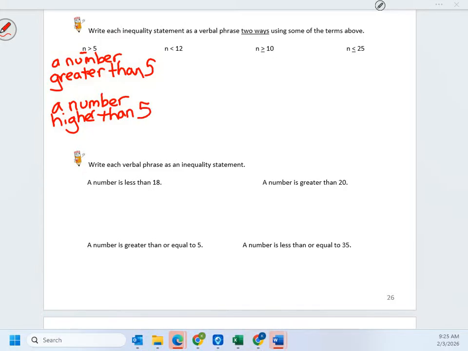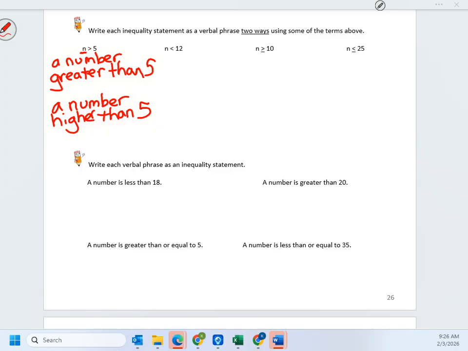A number higher than 5. So we read left to right. Always have to start with what's on the left side. A number greater than 5. A number higher than 5.